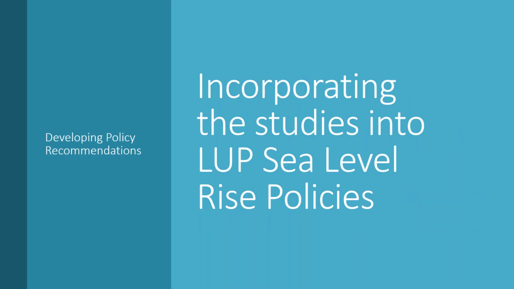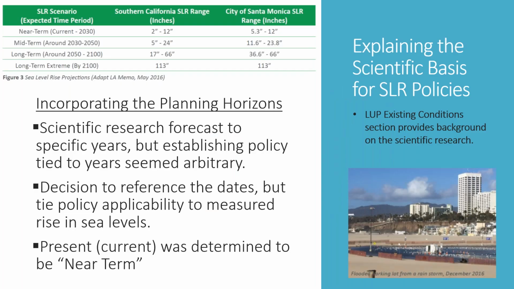In this next section, I will show how we took the information from the studies and incorporated it into our sea level rise policies for our land use plan. While the most important section in the LUP is the policy section, it contains extensive background that provides context for the policies. The sea level rise background section focused on the outcome of the scientific studies and summarized future anticipated challenges. Figure 3, shown here, shows the context of anticipated sea level rise in Southern California generally and in Santa Monica specifically. It shows the low to high range projected by the models.